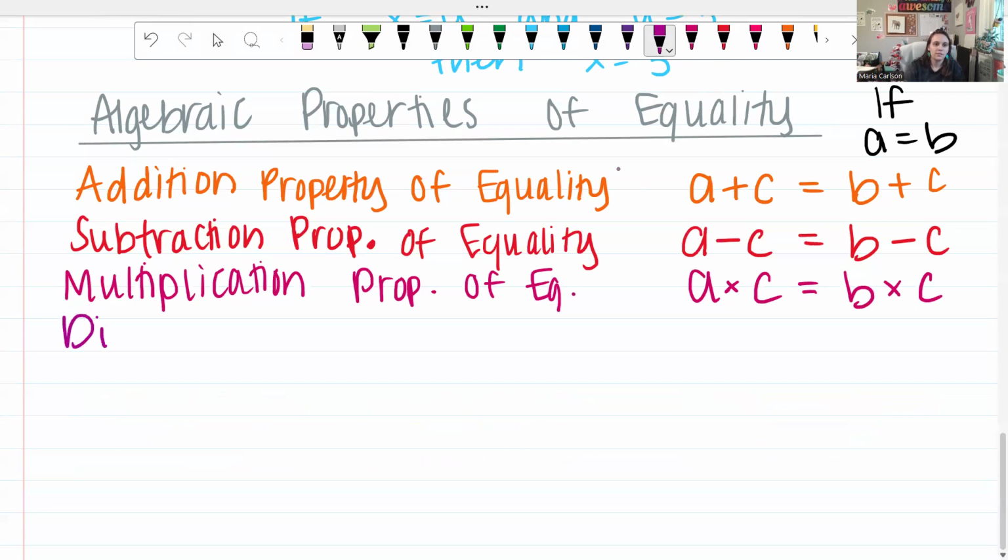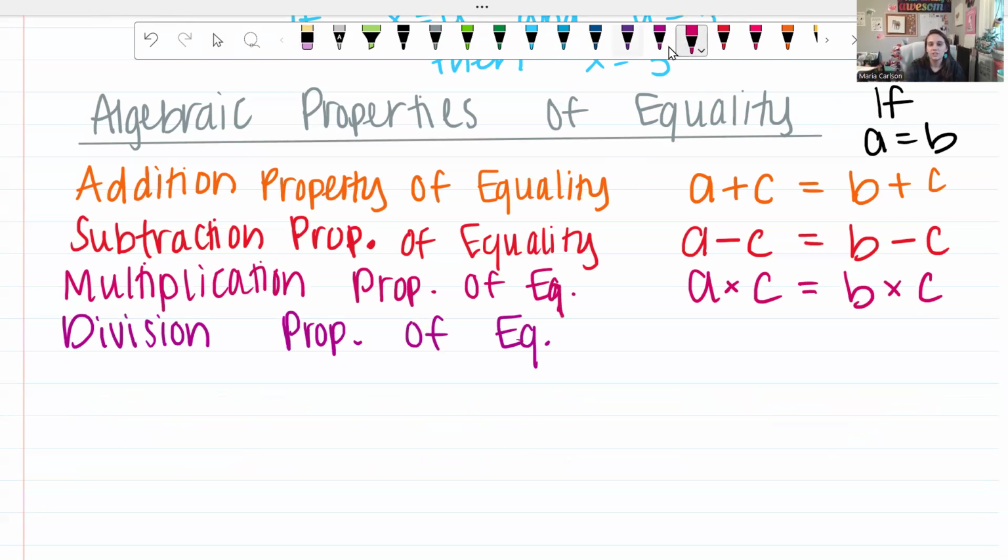And then we have the division property of equality. The division property says if I have that value A and I divide it by C, that is the same thing as taking B and dividing it by C. And we again learned all of this last year. We just never formally wrote out these properties.